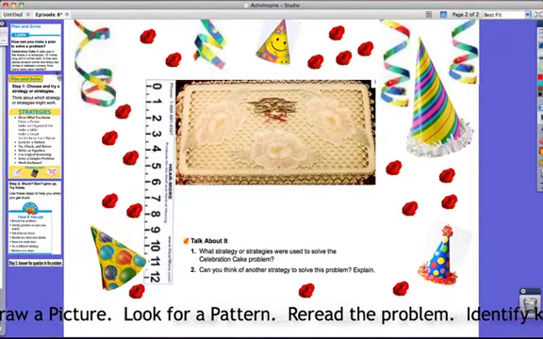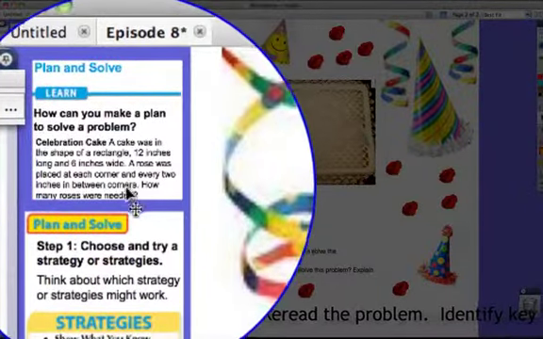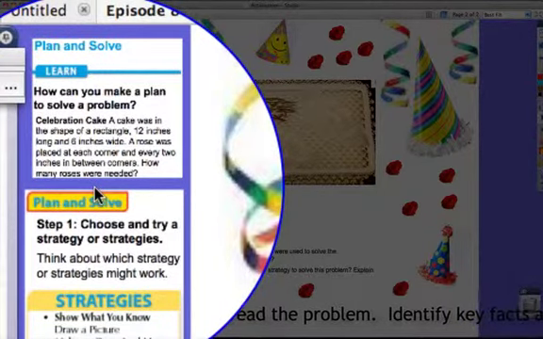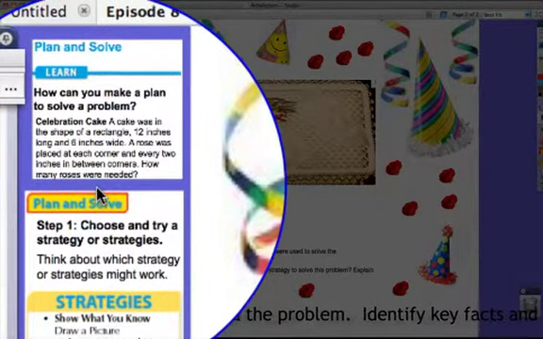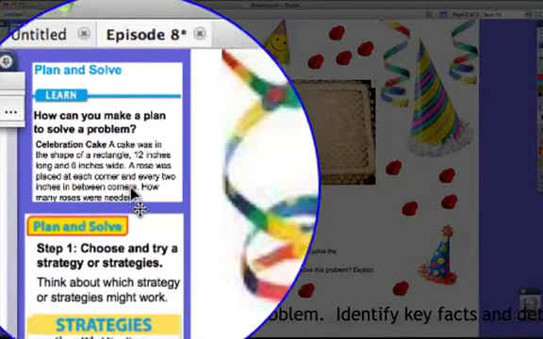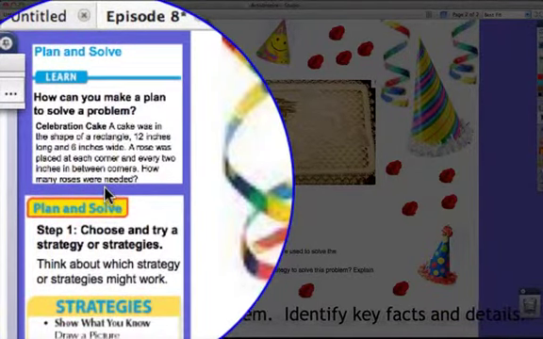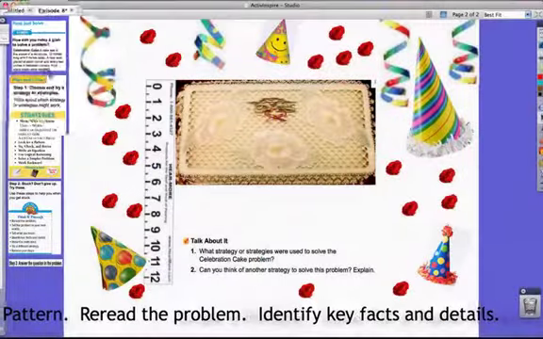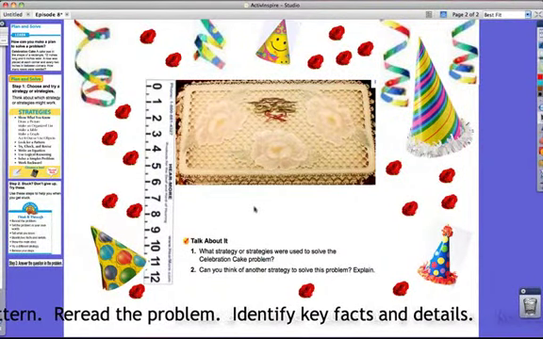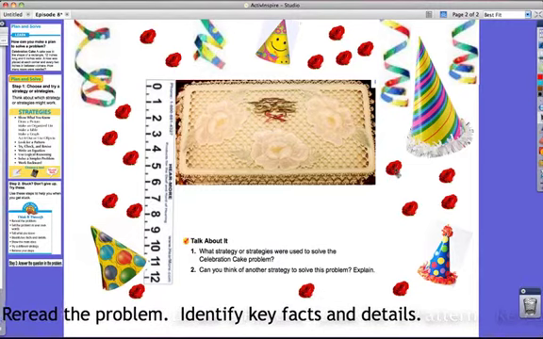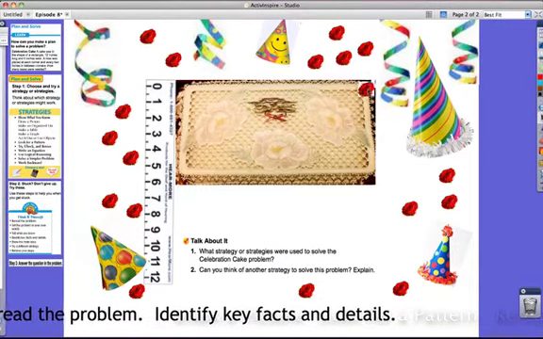Now the question says, as we read it, a rose was placed at each corner and every 2 inches in between corners. Well, let's break that sentence up. Let's take the first part of it: a rose was placed at each corner. Okay, well, let's get started. Let me pick a rose. It's a pretty one.